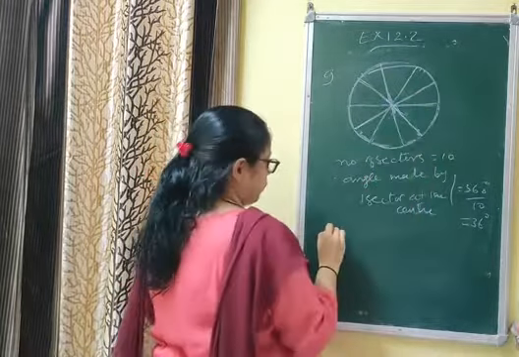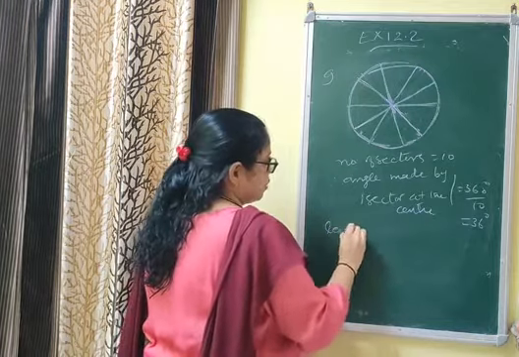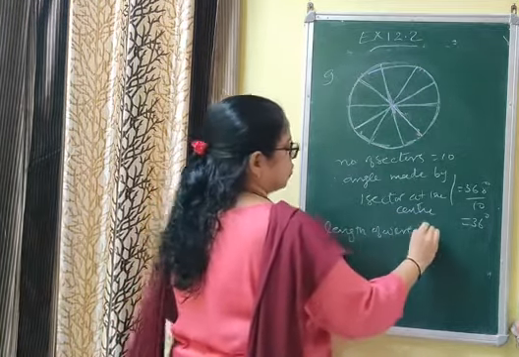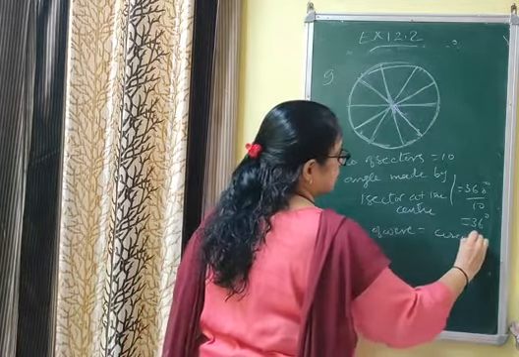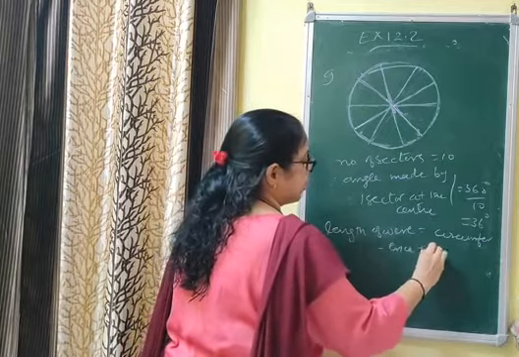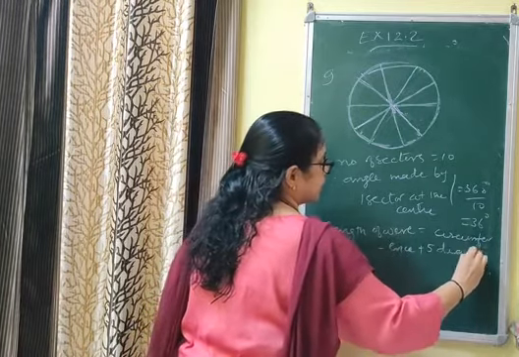Length of the wire required is equal to circumference plus how many diameters are there? 5 diameter. That is 5 diameter.